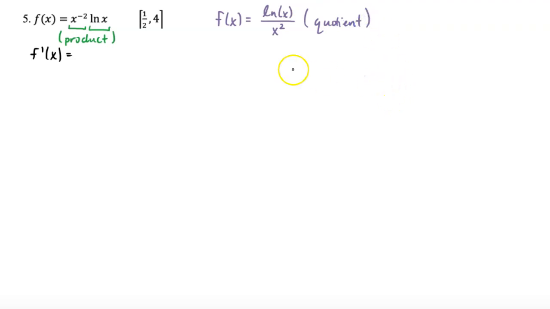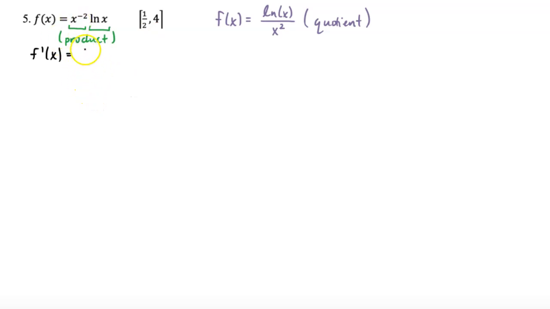Whatever you prefer. If you would rather work with a product and you're okay with that negative exponent, then use the product rule. If you would rather avoid a negative exponent, but you're okay with a fraction, use the quotient rule. It is up to you. So I'm just going to use the product rule here.